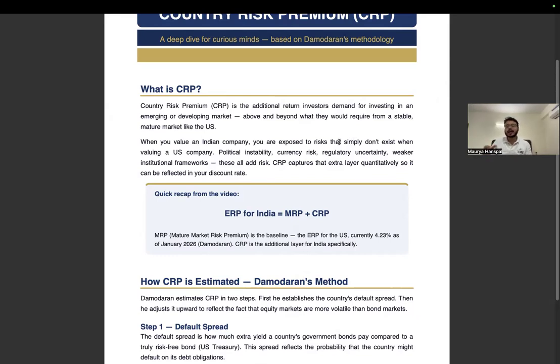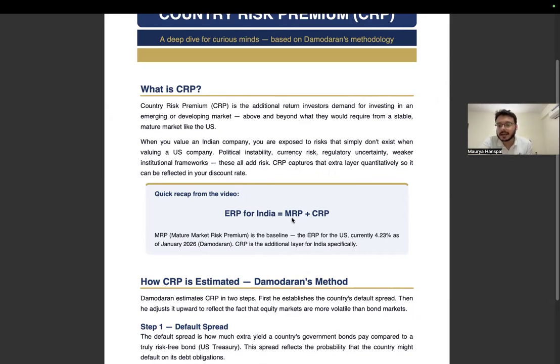Stock factor is there, but the country's factor also comes into place. So it says that when you value an Indian company, you are exposed to risks that simply don't exist when valuing a US company. So political instability, it might be some currency risk, regulatory uncertainty, weaker institutional frameworks. These add to our risks. CRP captures that extra layer quantitatively, so it can be reflected in your discount rate.